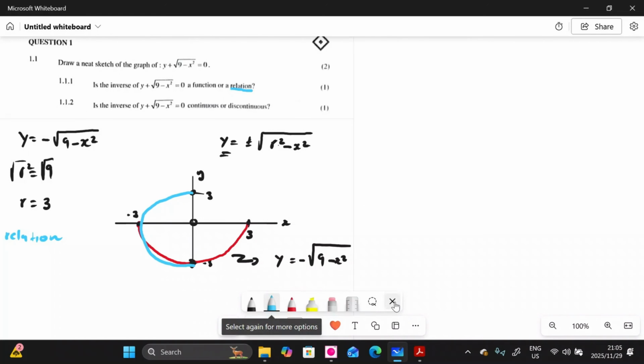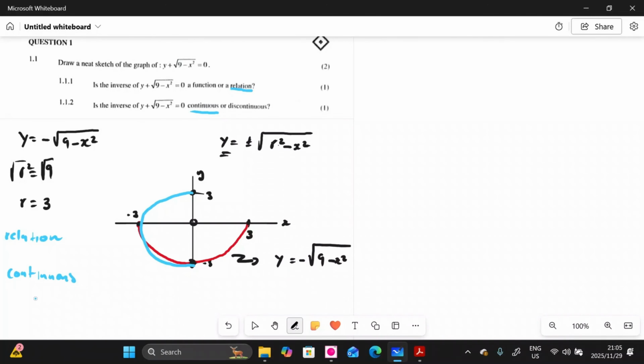If you still remember, the inverse looks like this. By the way, I did erase it earlier, the blue graph there. So the question is, is it continuous or discontinuous? So the answer is continuous. I'll explain to you later on. Let me just write continuous there. Right. So it is continuous because you can draw this blue graph without breaking a line. When a graph is continuous, it's when you can draw it without breaking a line.